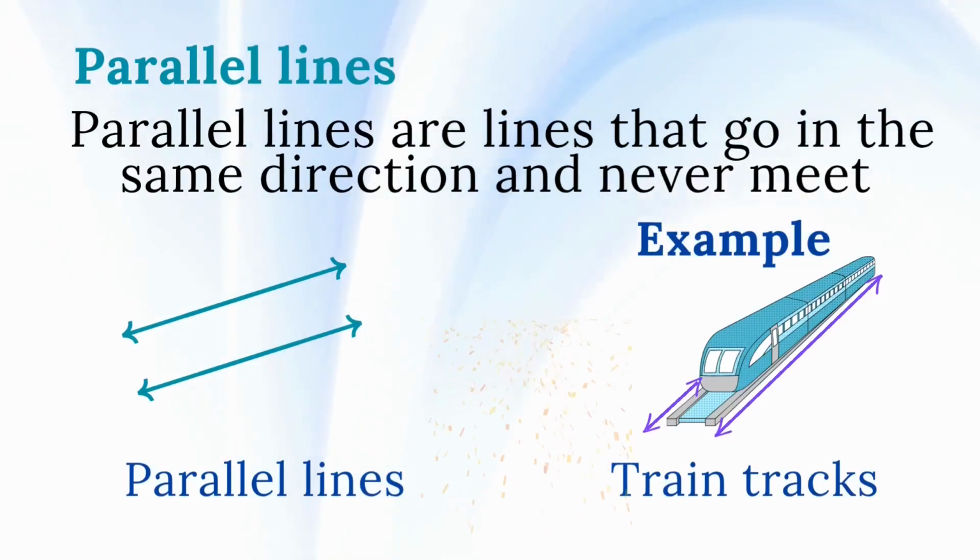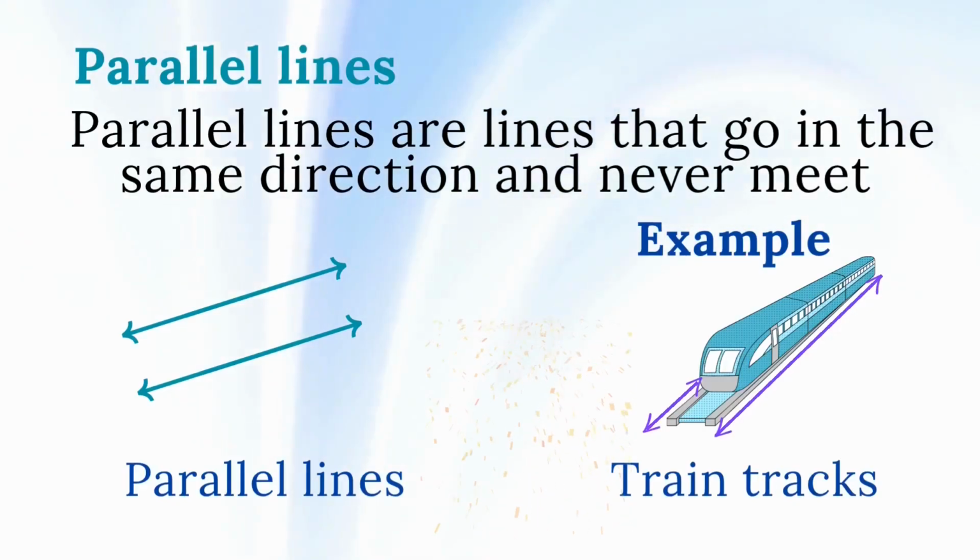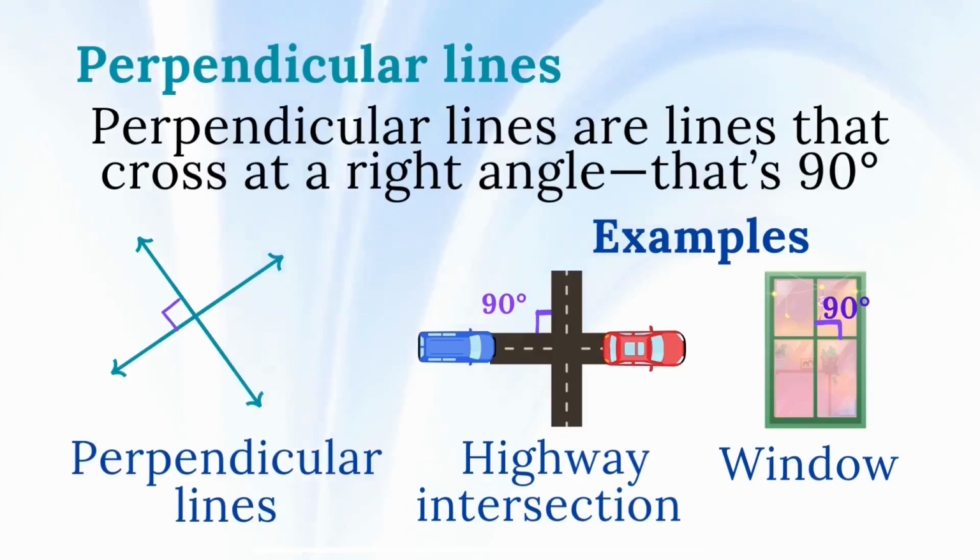Look around you. The top and bottom edges of your notebook, those are parallel. Or the sides of a ruler, also parallel. Perpendicular lines are lines that cross at a right angle, that's exactly 90 degrees. You can spot them in many places, like where highways meet or in the window in our example.